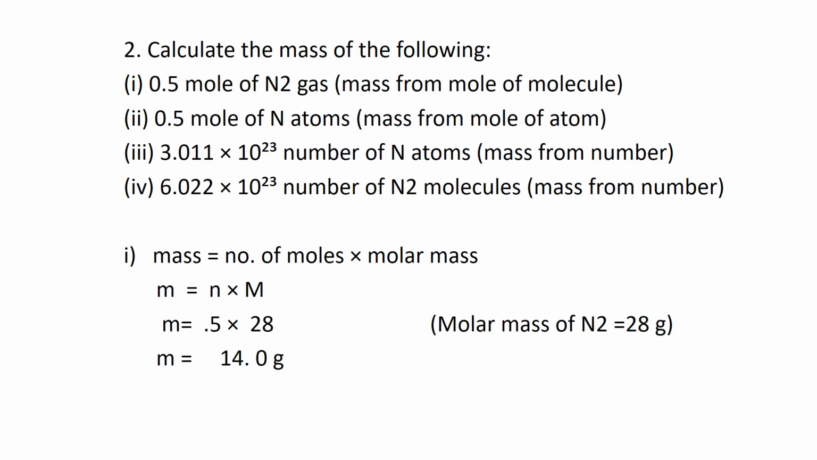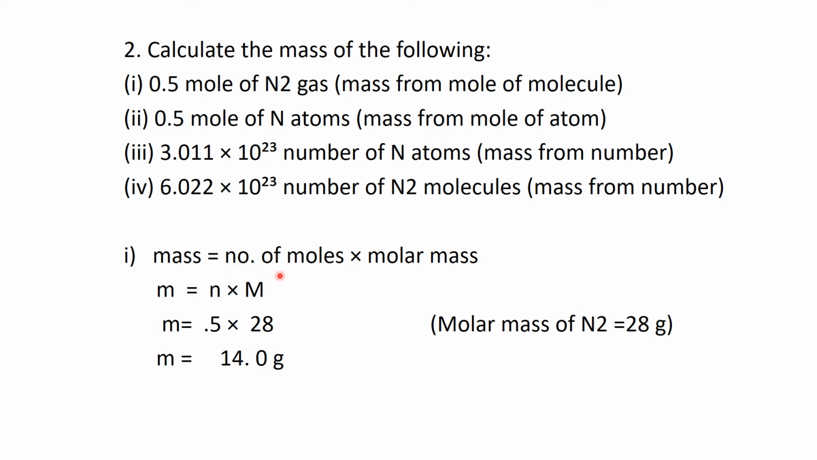Next is: calculate the mass of the following. There are a few questions given in this, and in each case you have to find the mass, but you have to see how the formula will be used. The first one is 0.5 mole of N2 gas. N2 gas means nitrogen gas, and 0.5 mole is the number of moles, small n, given, and you have to find the mass. It's very simple. If the molar mass you know and the number of moles is given, you can find the given mass. So the formula will be used here.